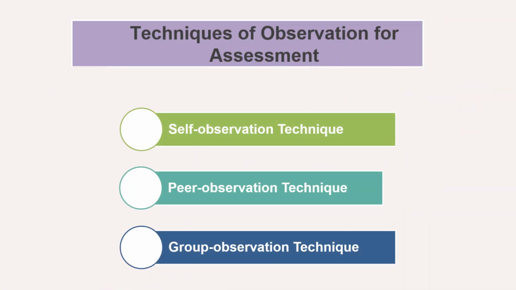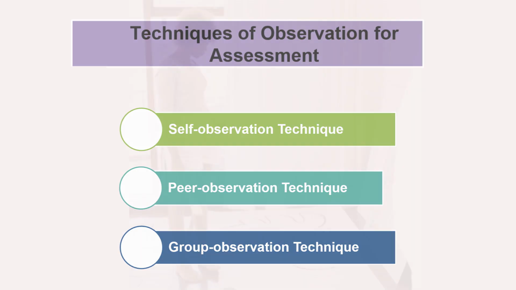And further, what are the different techniques of observation that as a teacher we can use for assessment of learning? Here mostly we can use three types of technique. First is the self observation technique, second is the peer observation technique, and the third is the group observation technique. Next we will discuss the concept of each: first self observation technique, then peer observation technique and group observation technique.